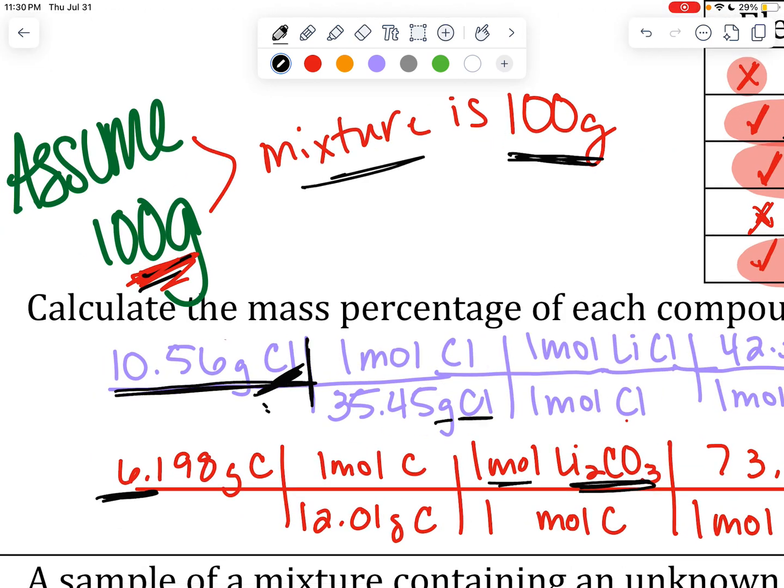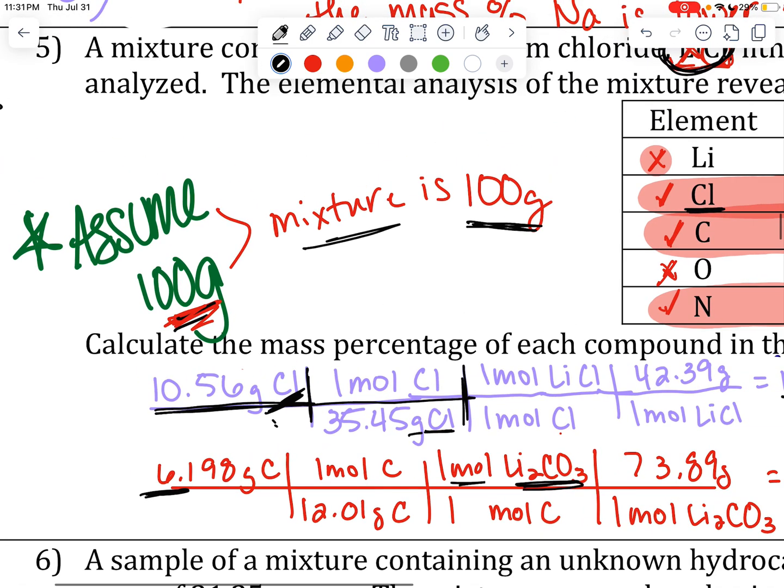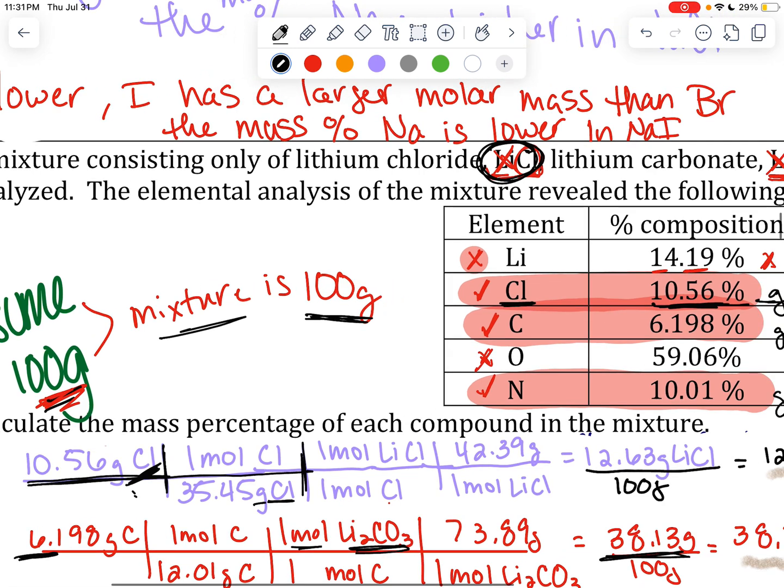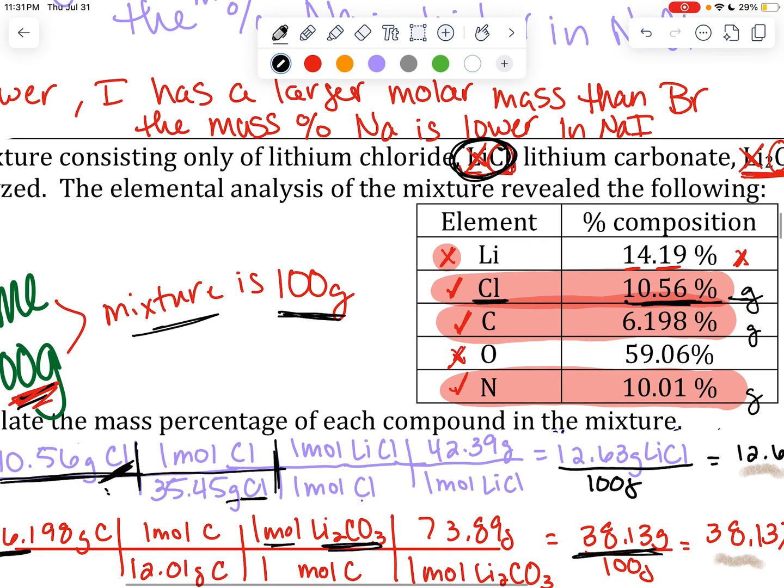T-chart, unit goes diagonal, and we're always going to mole. So 1 mole is equal to the molar mass. Yay, I got some moles of chlorine. Now what do I do? Once you get to a mole of chlorine, I'm looking for the compound. How much compound do I have?